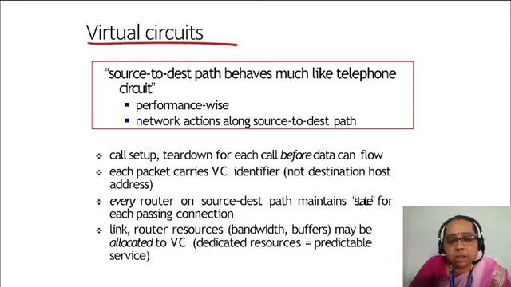Each packet carries a virtual circuit identifier, which is not a destination host address, and every router on the source to destination path maintains state for each passing connection. Here the term state refers to whether it is stateful or stateless, that is, connection oriented or connectionless service. Link and router resources like bandwidth and buffers may be allocated to virtual circuits, which are dedicated resources for predictable service.